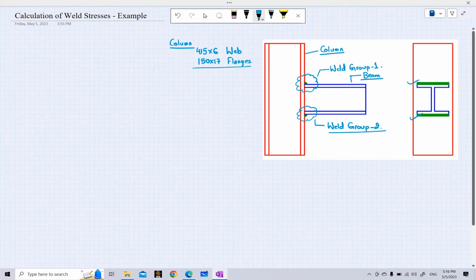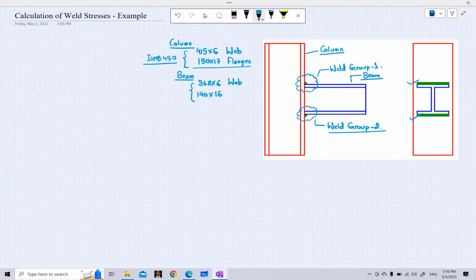If you look at the dimension, this represents an ISMB 450 section column, whereas for the beam, let us suppose that the beam we are using is composed of a 368 by 6 mm size web, and the flanges are 140 by 16 mm flanges.